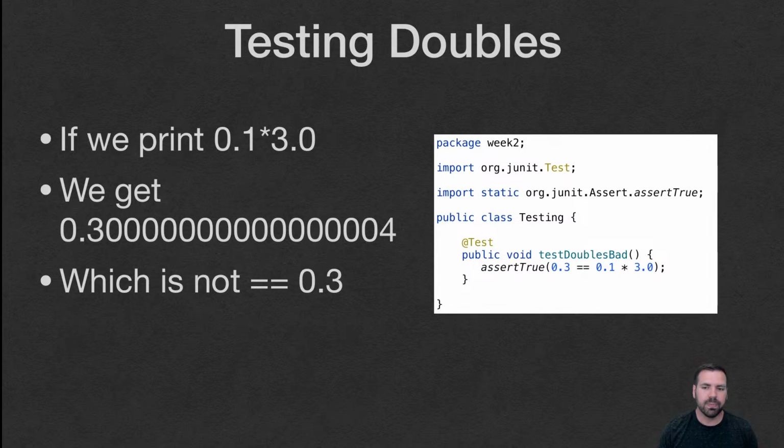So if you print, and you can do this, you can run this code, just print 0.1 times 3.0 to the screen, and you'll get this.